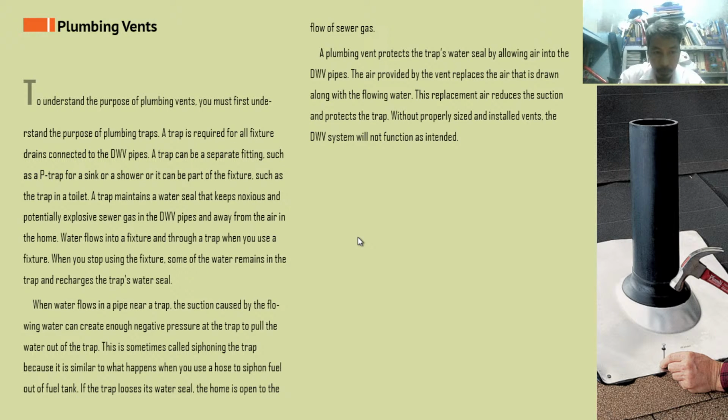When water flows in a pipe near a trap, the suction caused by the flowing water can create enough negative pressure at the trap to pull the water out of the trap. This is what is really happening. Since we pour in an amount of water, it causes negative pressure at the trap and pulls the water out of the trap and replaces it.